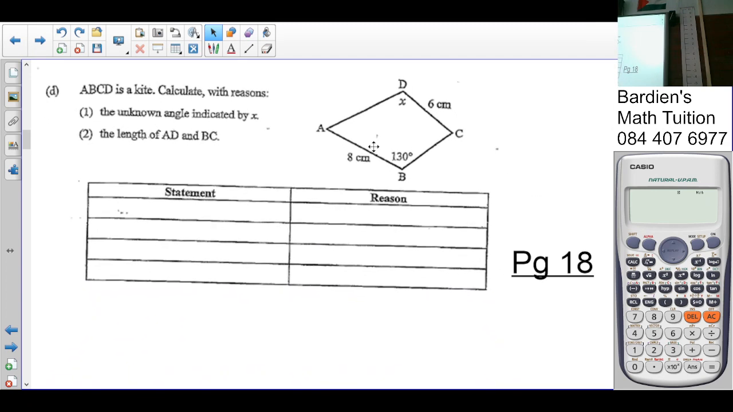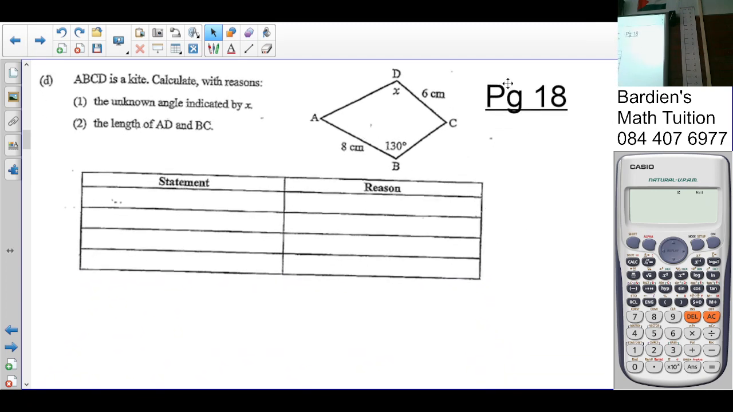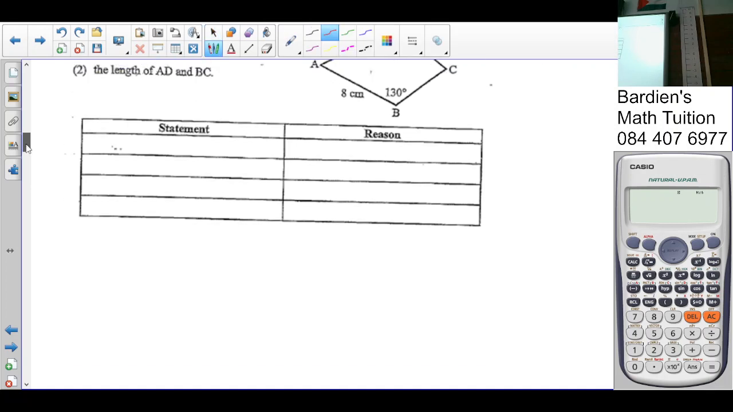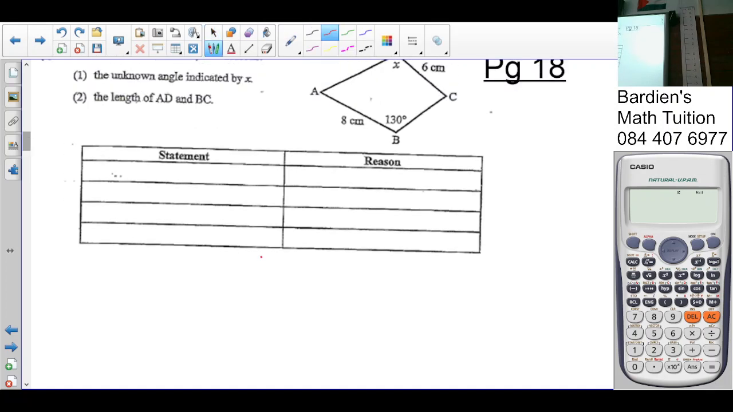Let's go to page 18. People, there's a kite. Just take this a bit down here. Can't you turn the kite? You can do anything you want.